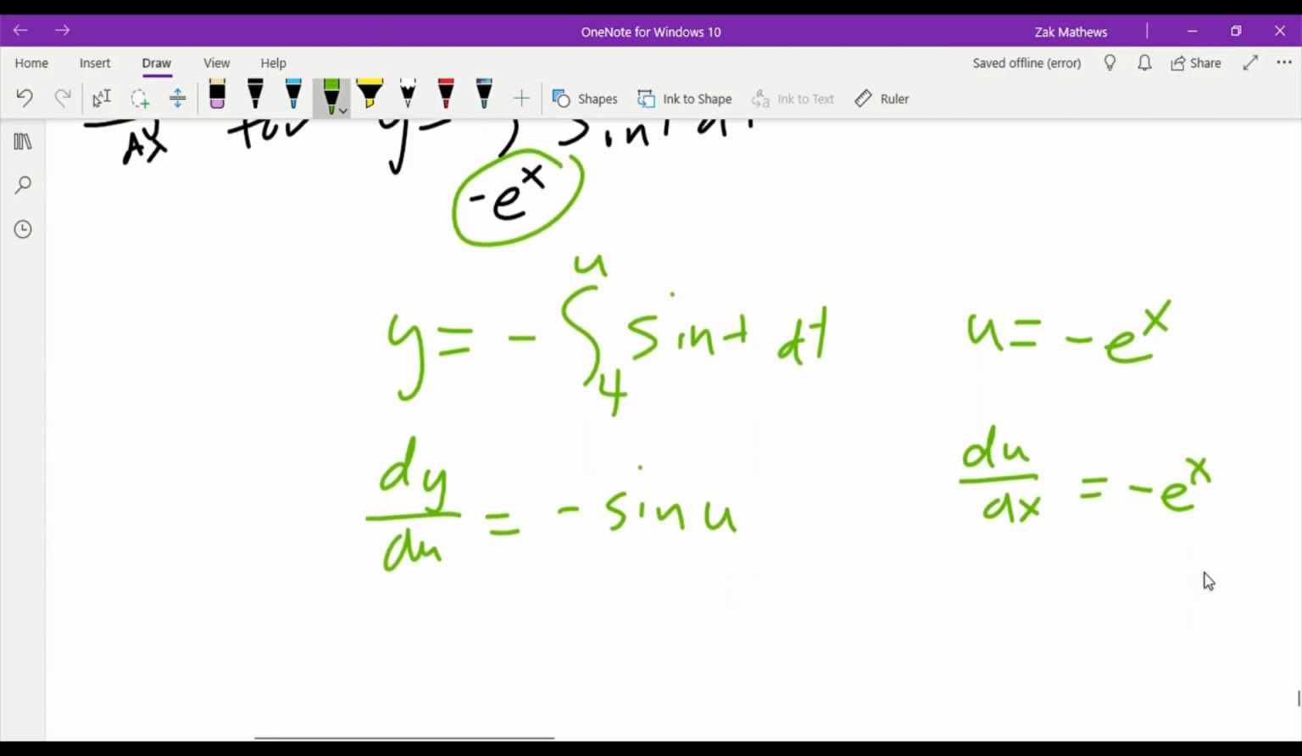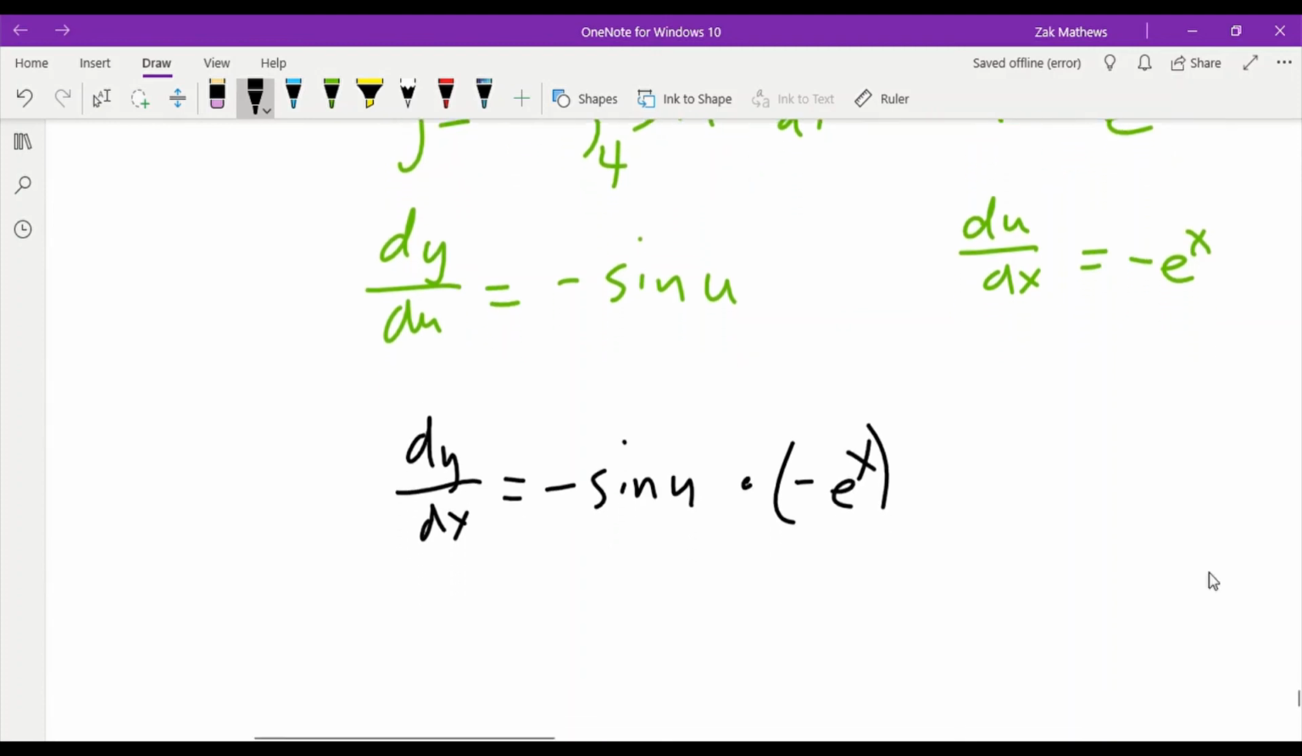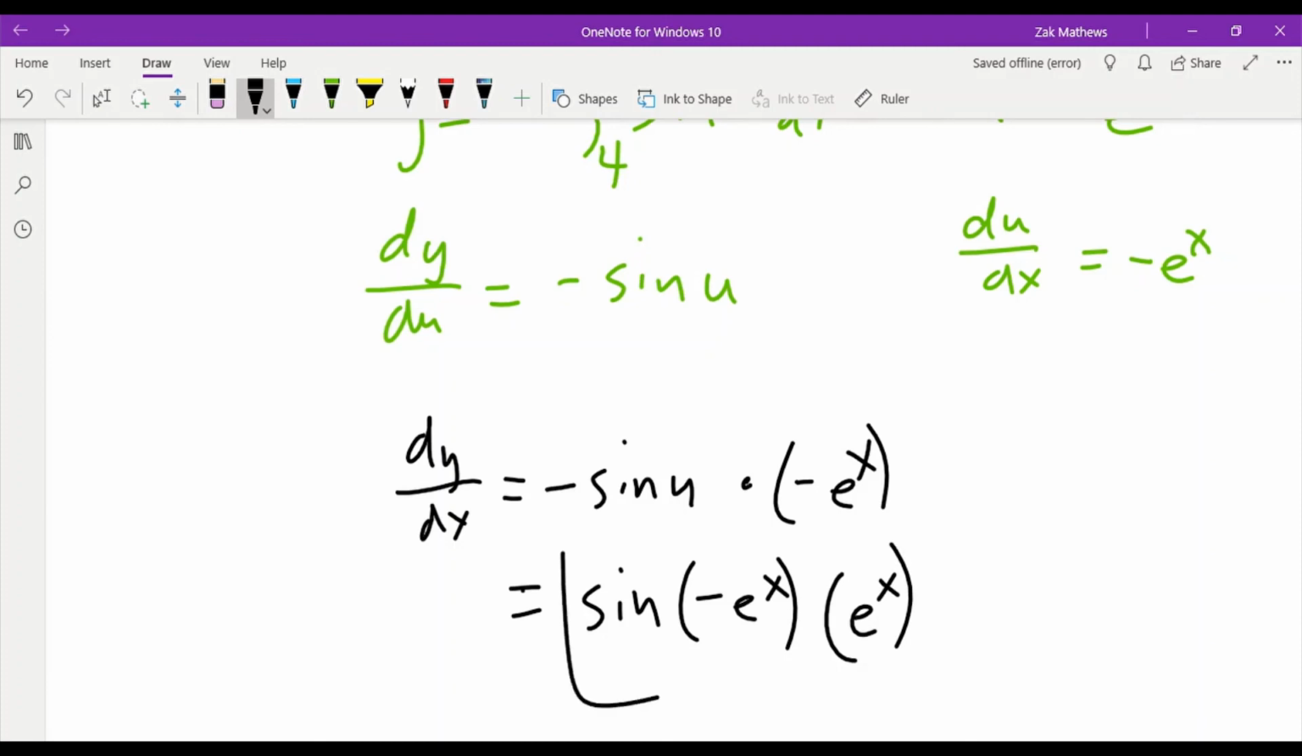And so now we can put this all together. dy/dx would be equal to the derivative of the outer function, negative sine u, times the derivative of the negative e to the x, the inner function. I need to do a couple things here. I'm going to simplify by multiplying the negatives, and I'm also going to replace that u with what u was, negative e to the x. So we get sine of negative e to the x times e to the x.